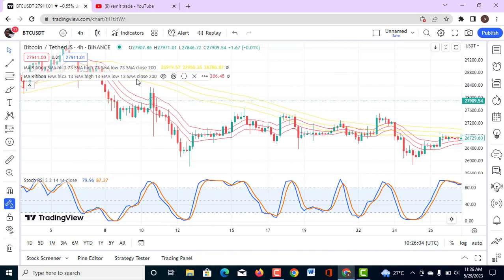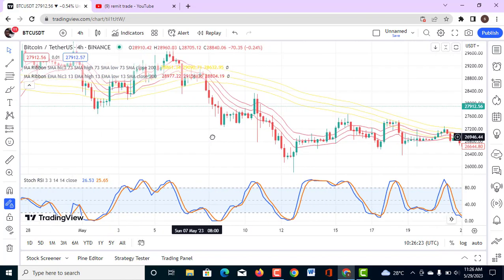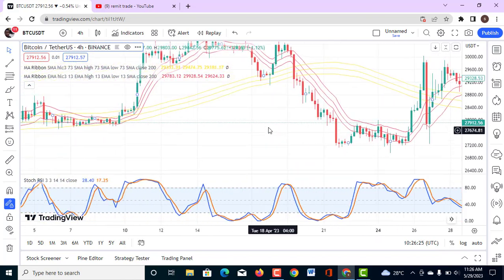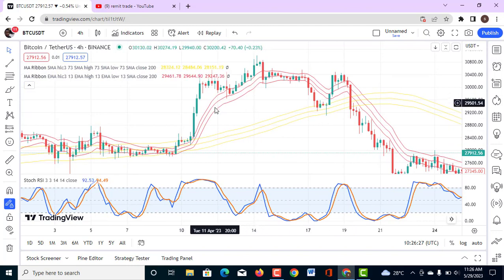So when the red channel right here is below the yellow channel, that means when the yellow channel is above the red channel, then they are apart. That gives you the idea that the market is moving to the downside, and for that reason you have to look for short opportunities. And when the red channel, this very one right here, is above the yellow channel, that means the yellow channel is below the red channel, then you have to look for buy opportunities.